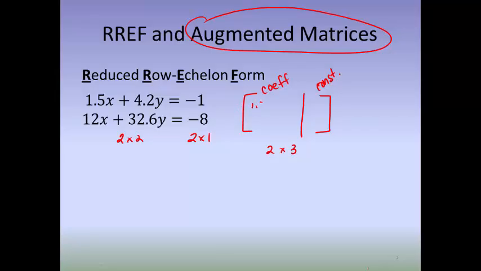So I'm entering 1.5, 4.2, -1, 12, 32.6, and -8. When you enter this in the calculator as a 2x3, all going in as matrix A, you will not see that vertical bar. It will just look like a 2x3 matrix. So go ahead and pause the video now and enter this. That's all you have to do, and then unpause the video.